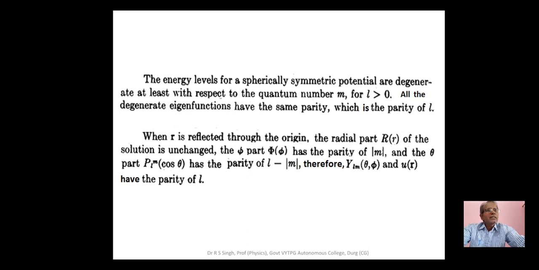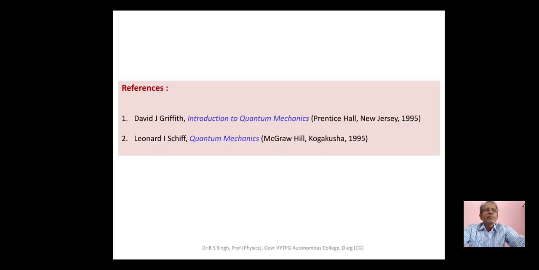When r is reflected through the origin, the radial part capital R, which is a function of small r, of the solution is unchanged. The phi part capital Phi function of small phi has the parity of mod m, and the theta part P L m function of cos theta has the parity of L minus mod m. Therefore Y L m function of theta and phi and u function of r have the parity of L.